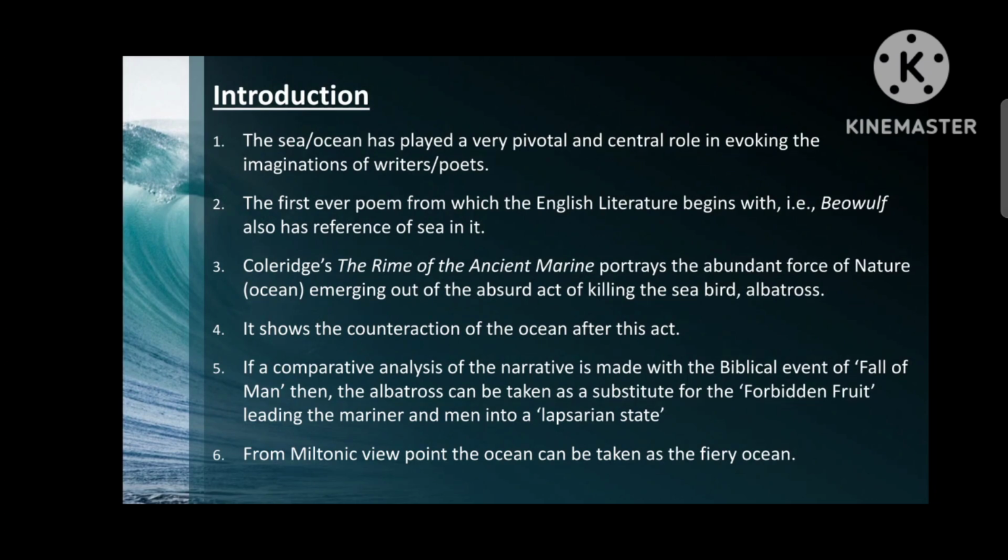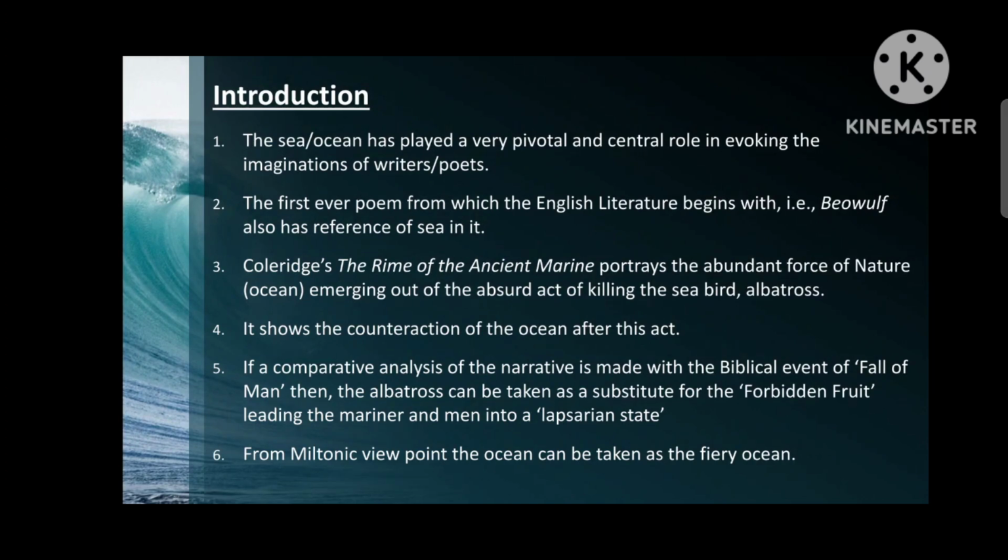So here the albatross can be taken as a substitute for the forbidden fruit, because after killing the albatross, the 200 sailors and the ancient mariner also fell, and they also went into a hell-like condition, right? The sixth point, from a Miltonic point, the ocean can be taken as the fiery ocean. Now if another comparison is made, if we compare this particular poem, The Rime of the Ancient Mariner, with John Milton's magnum opus, Paradise Lost, then this ocean portrayed in the Rime of the Ancient Mariner can also be taken as the fiery ocean portrayed in Paradise Lost by Milton, right?